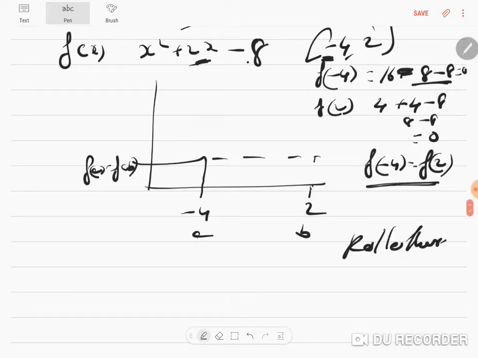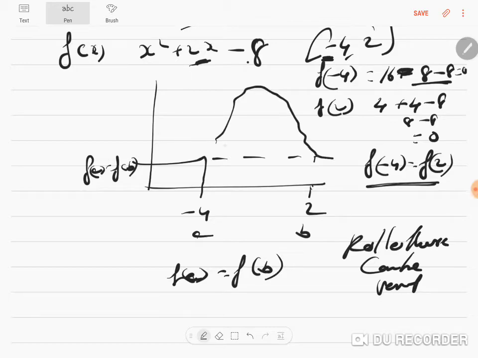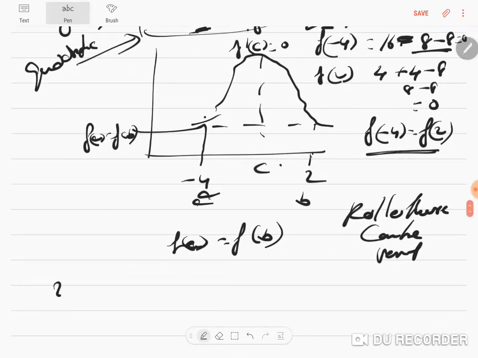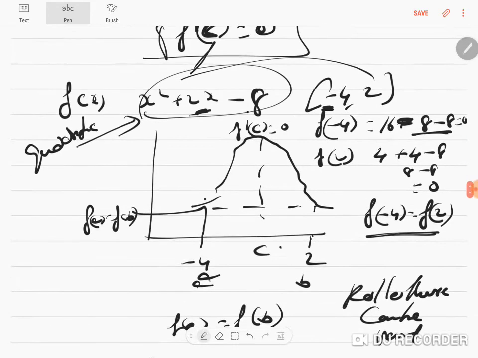Rolle's theorem can be verified because f of A is equal to f of B, so the graph forms a dome shape like this. The graph is also continuous, because any quadratic function will be a continuous function, right? So there exists a point C between A and B where f dash of C is equal to 0. So let's differentiate this. 2x plus 2 is equal to 0.